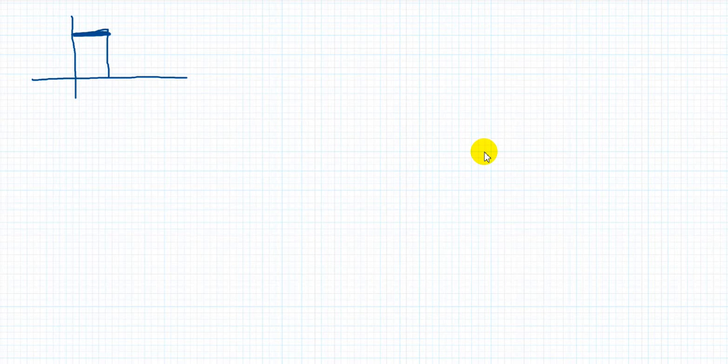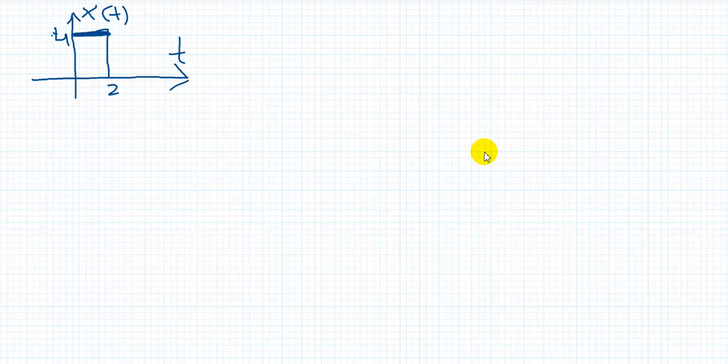So this is 2 here, this is 4 here, and let's suppose the signal is x of t, and this is your t. Now we need to check if this signal is an energy signal or a power signal.